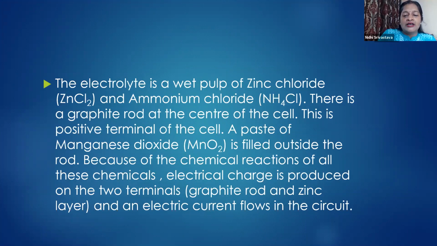Because of the chemical reactions of all these chemicals, electrical charge is produced on the two terminals, the graphite rod and the zinc layer, and an electric current flows in the circuit. This is the picture of a dry cell.